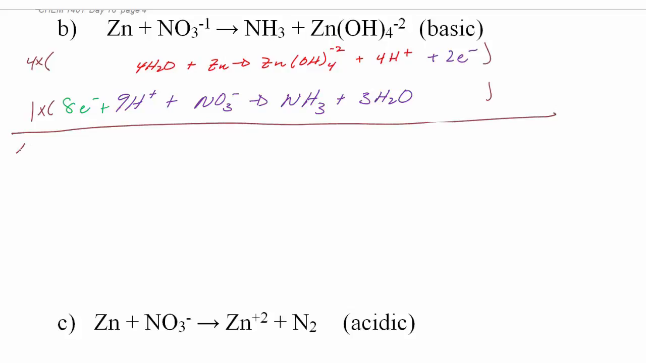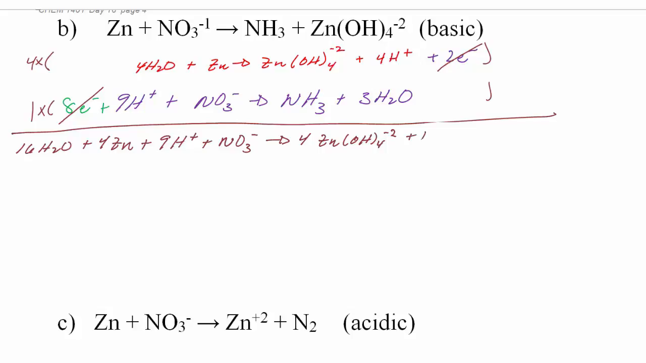So 4 times 4 is 16 water, 4 moles of zinc, and my electrons canceled. 9 hydrogen ions, a mole of nitrate, four moles of that zinc complex, 16 hydrogen ions, and a mole of ammonia, and 3 moles of water.